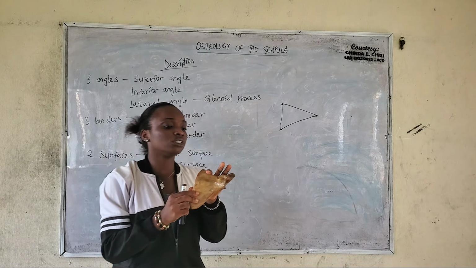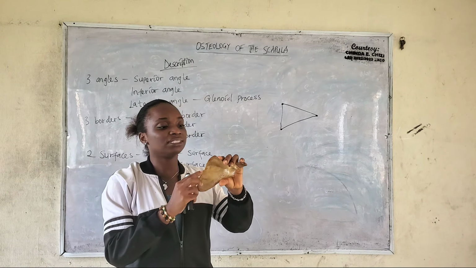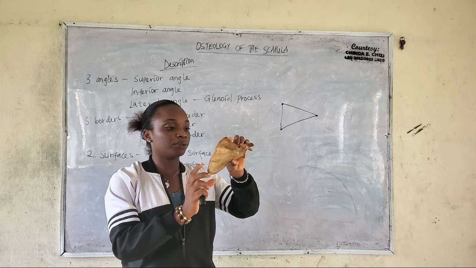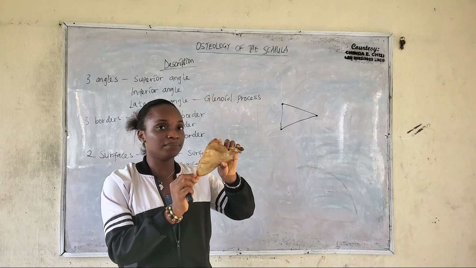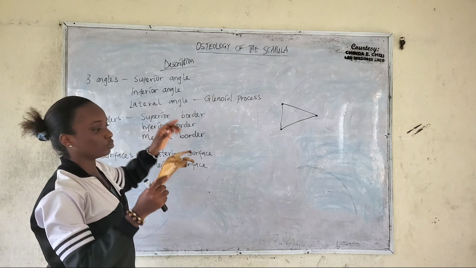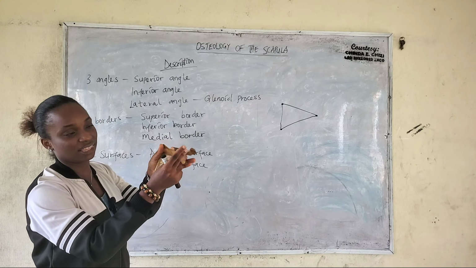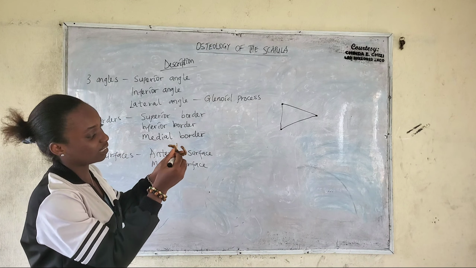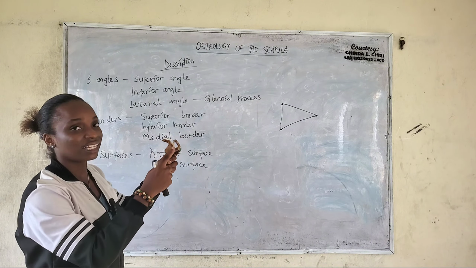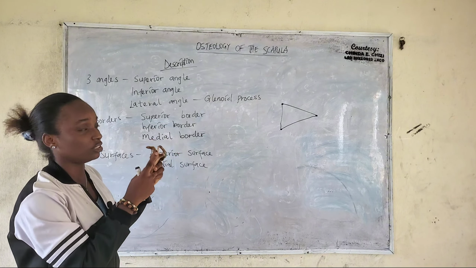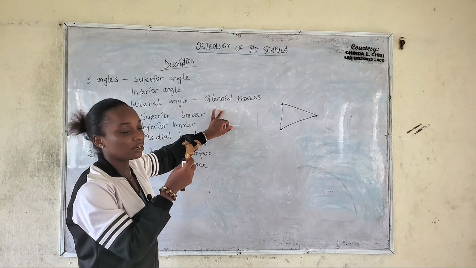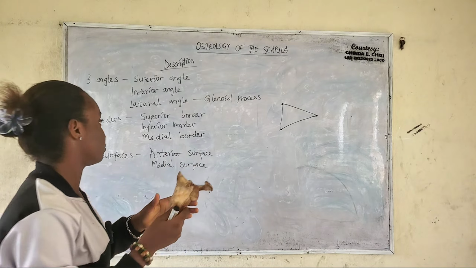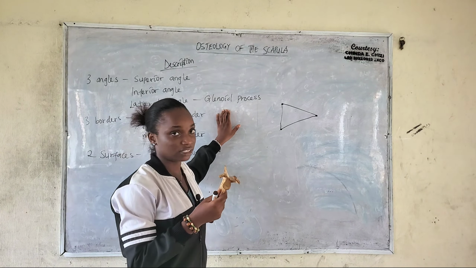Now, the superior angle is where the superior border and the medial border meet. The inferior angle is where the medial border and the inferior border meet. Now, this lateral angle, which is here, see here is the lateral angle, is also known as the glenoid process. You see this place that's looking like a cup. It serves as an attachment to another bone in the body. It's called the glenoid process. Look at it. Lateral angle or glenoid process. We'll talk about this glenoid process very well.